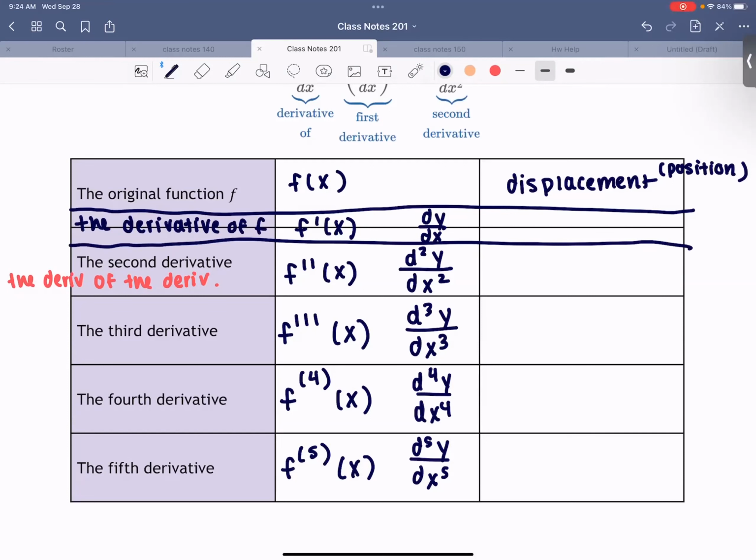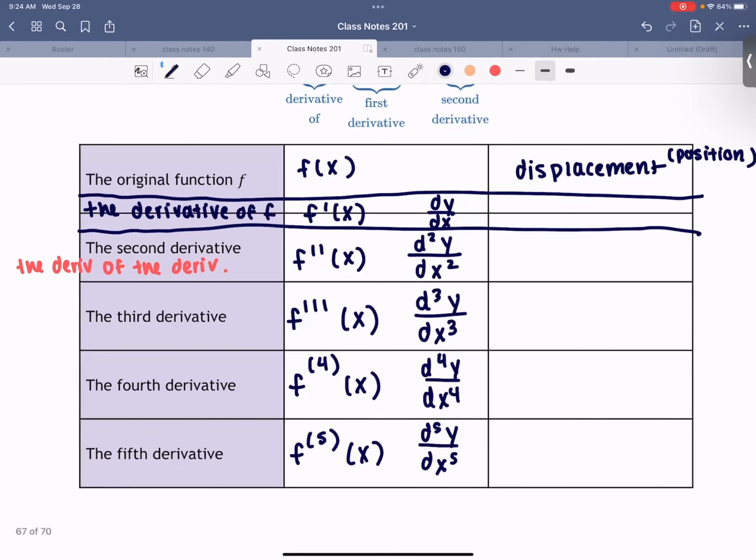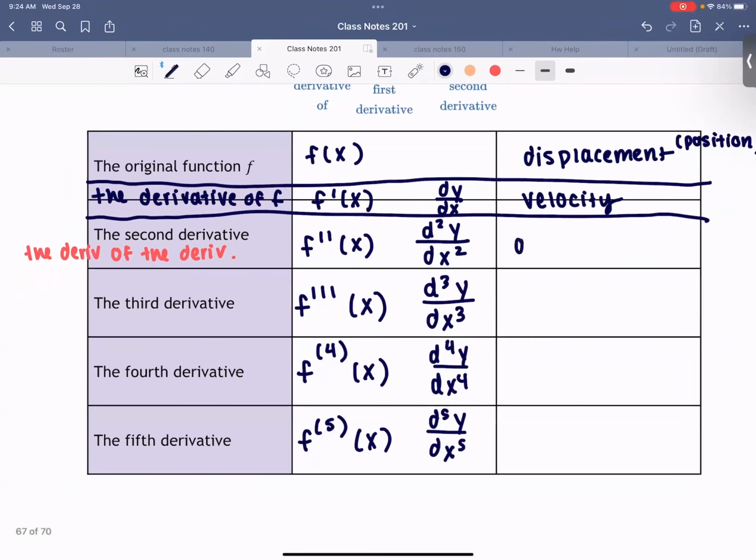I talked about this before, but what does the derivative explain? It starts with a V. Velocity, good. So the velocity function is essentially the derivative of the position. Anyone remember what the second derivative explains? Acceleration, good. So whenever you're asked to find the acceleration, you're finding the second derivative, or the derivative of the derivative.